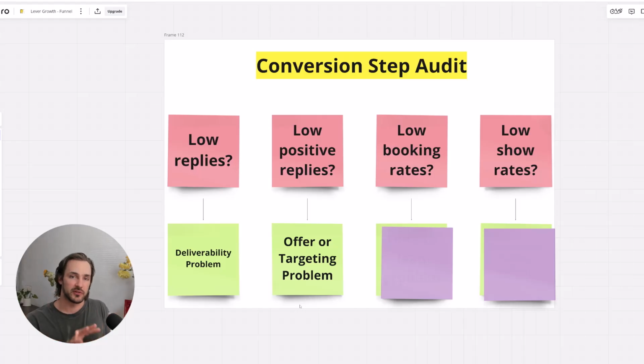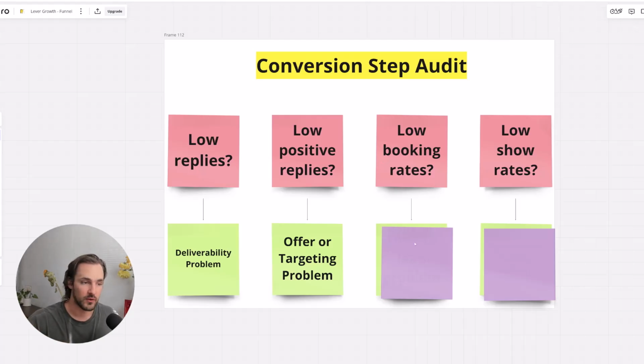So you need to go back through your list and make sure that everybody is, in fact, who you wanna be targeting with that specific message. Now, we recommend using Clay to make sure that those lists are super, super dialed in. But this is just a way to look at it: hey, if positive replies are low, then offer and targeting are going to be your issue.